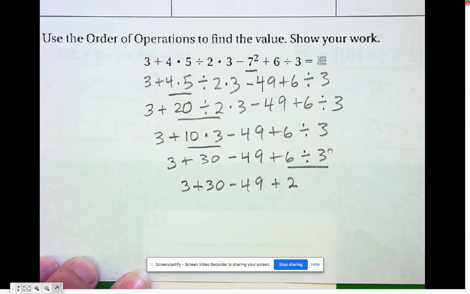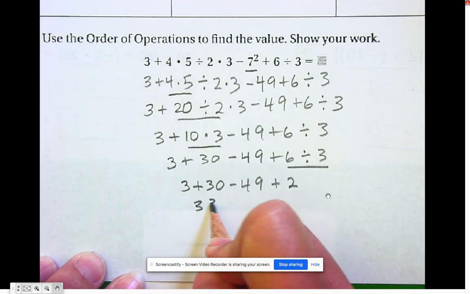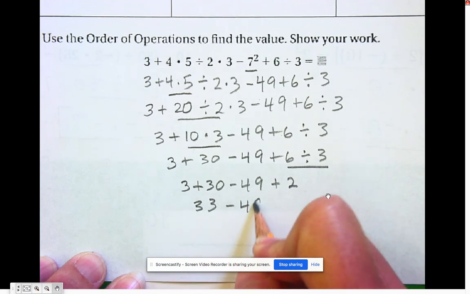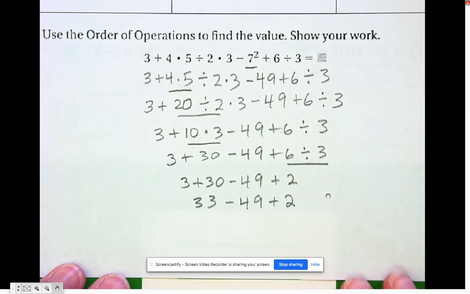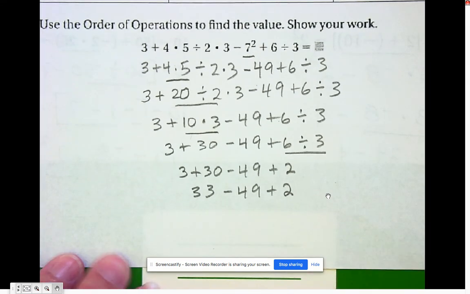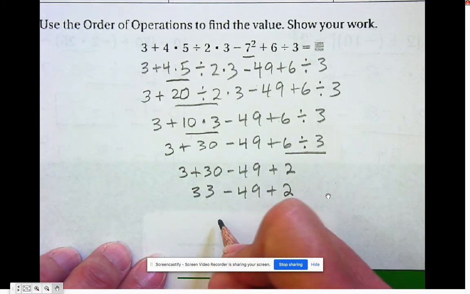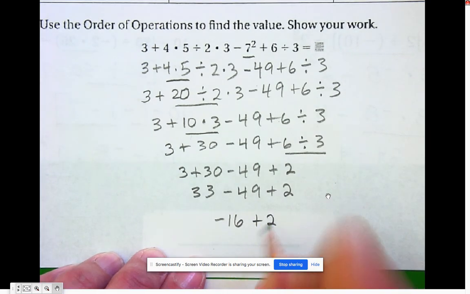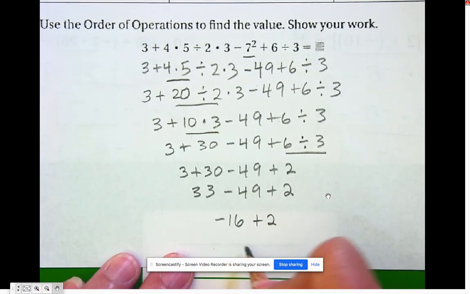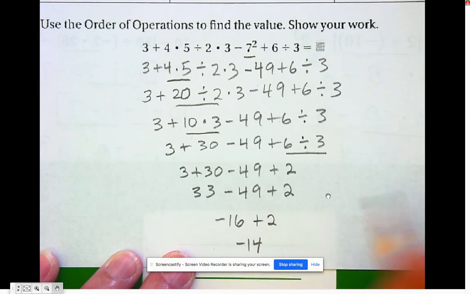Goodness. All right, so I'm going to add or subtract, whichever one comes first. Looks like I've got adding. Add or subtract, whichever one comes first. So I need to do 33 minus 49. It's going to give me negative 16. Okay, plus 2. Should have ended up with negative 14.